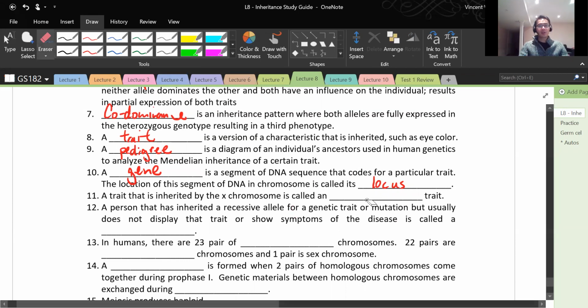A trait that is inherited by the X chromosome is called an X-linked trait. It could be a Y-linked trait as well, but only males would get it, like baldness, for example. A person that has inherited a recessive allele for a genetic trait or mutation, but usually does not display the trait or show symptoms of the disease, is called a carrier.